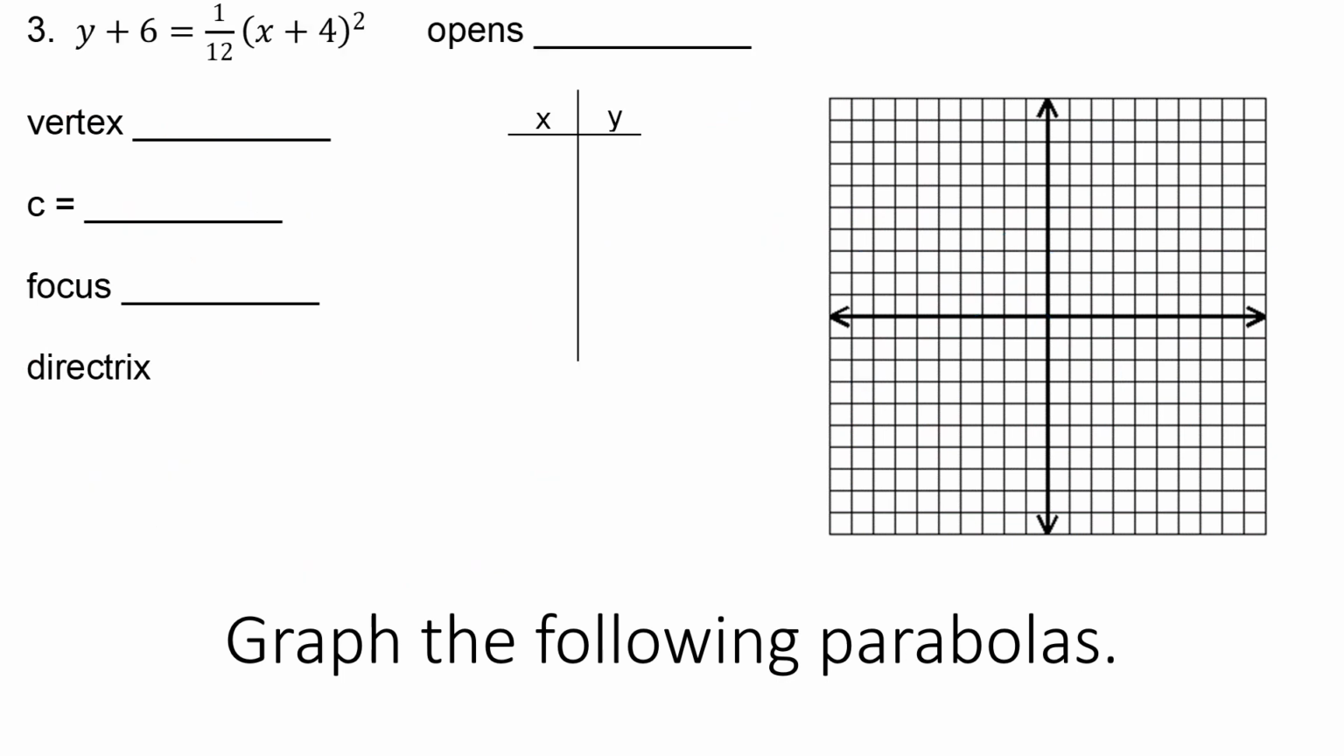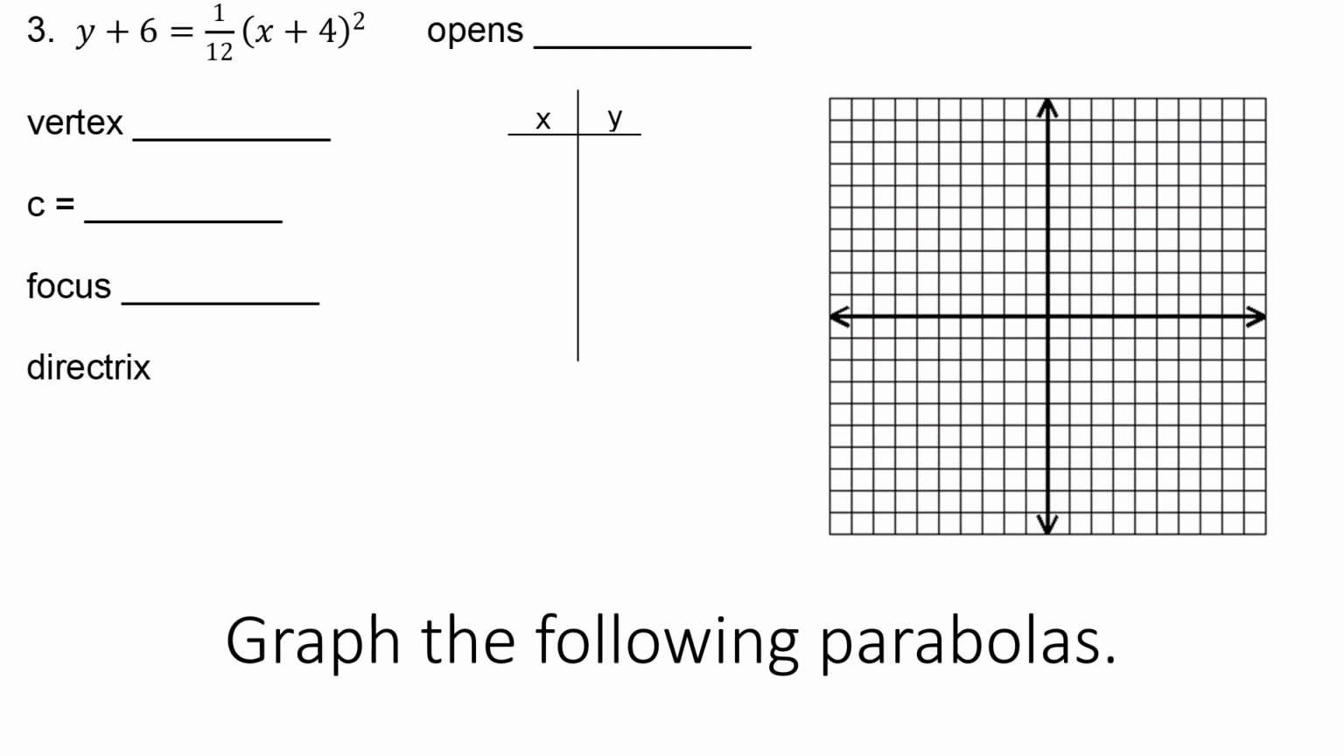Let's keep going. I want you to pause for a moment and try this one on your own. Again, you're finding the vertex, the C, the focus, and the directrix. You tell me if it opens up, and then you're finding 2 points that are equal distance from your focus, along with your vertex.